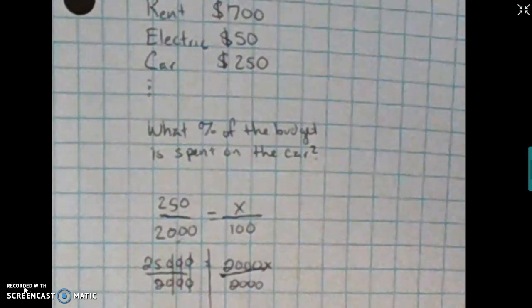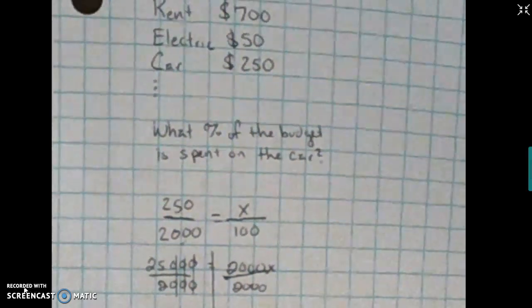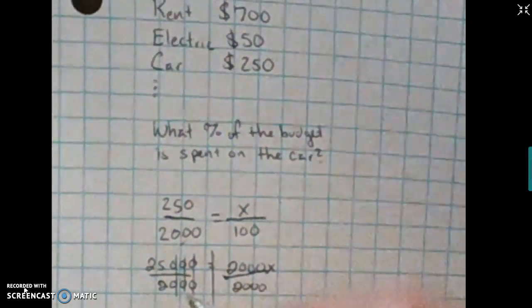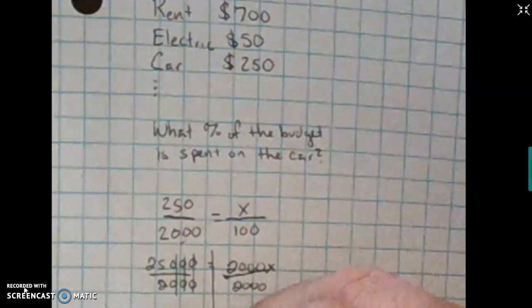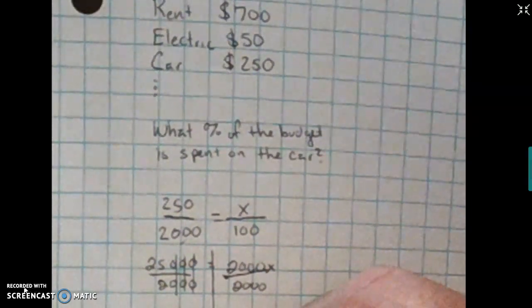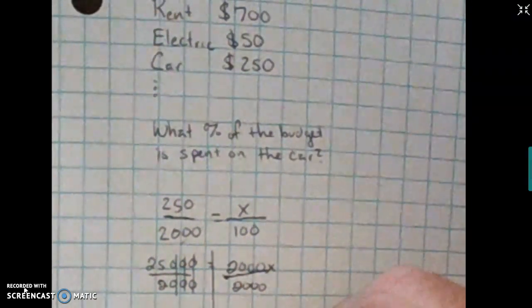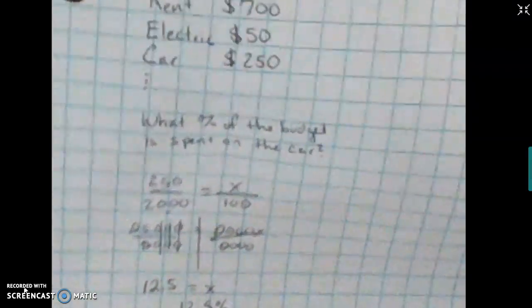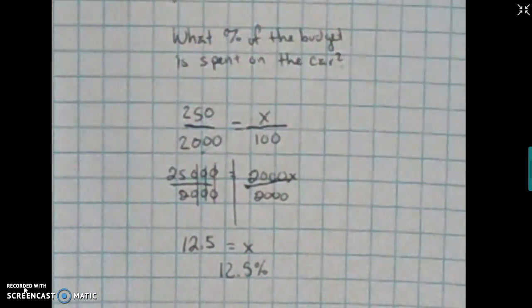So what percent of the budget is spent on the car? 12.5%. So it's 12.5%. There you go. Does that make sense?